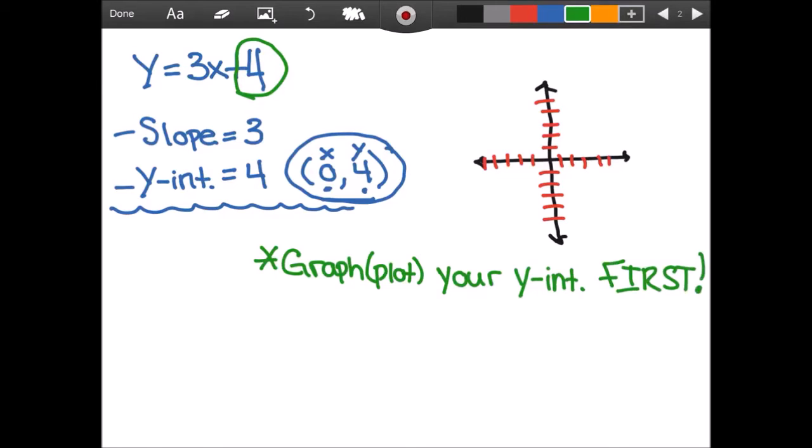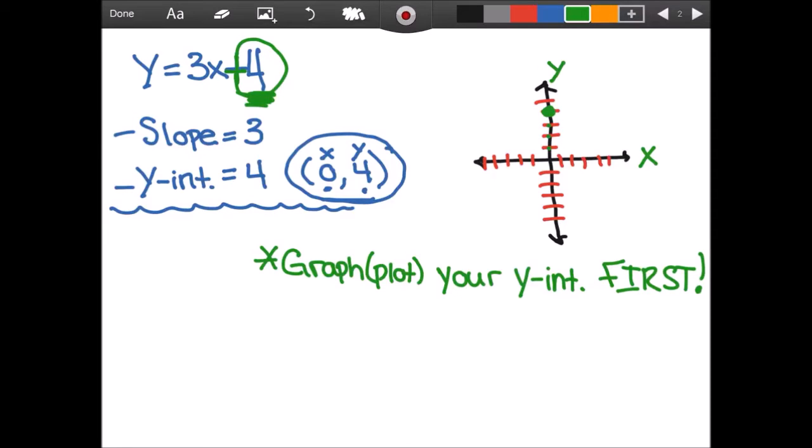That is really important here. So that's just the number 4, and I know it's going to go on my Y-axis. Remember, up and down is Y, side to side is X. So if this is my Y-intercept, it's going to go on my Y-axis. It is a positive 4, so I'm going to go 1, 2, 3, 4, and I'm going to plot it right there on the Y-intercept.